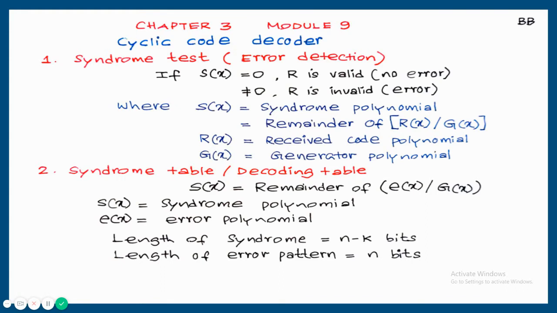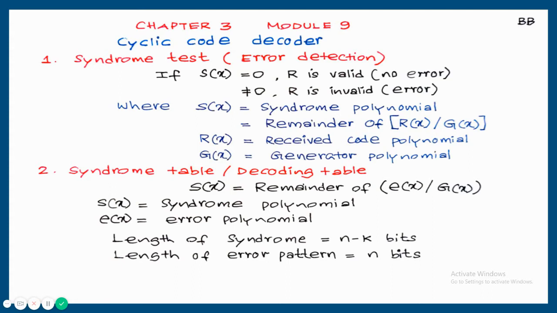Second topic is the syndrome table or decoding table. The syndrome table or decoding table is needed for error correction. S of x is the remainder of R of x by G of x, but it can also be written as the remainder of E of x upon G of x, where E of x is the error polynomial. This I have explained in the linear block code decoding module: what is E and what are the possible E's and everything. S of x is equal to the remainder of E of x upon G of x.